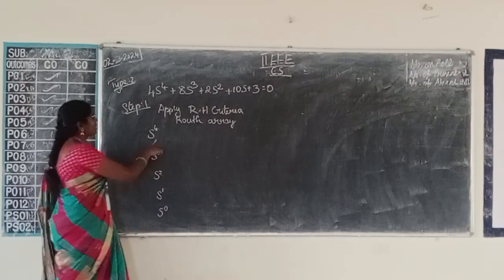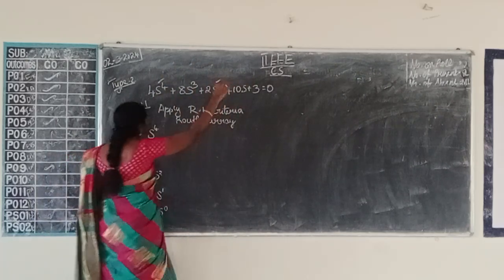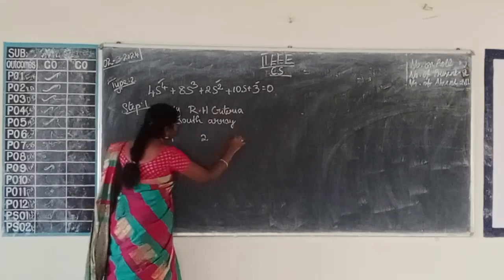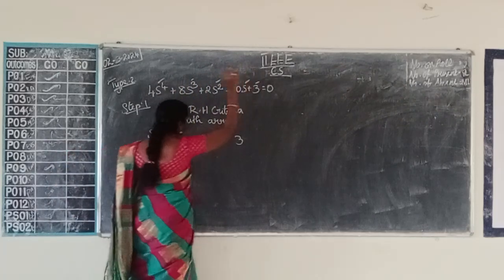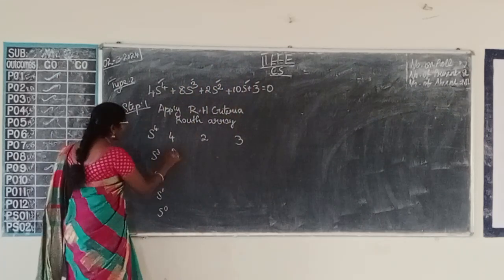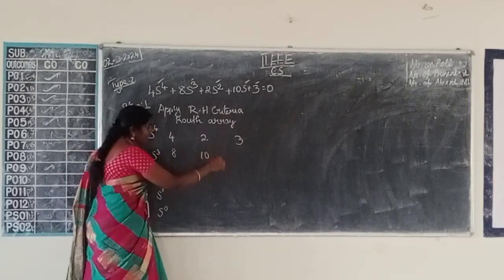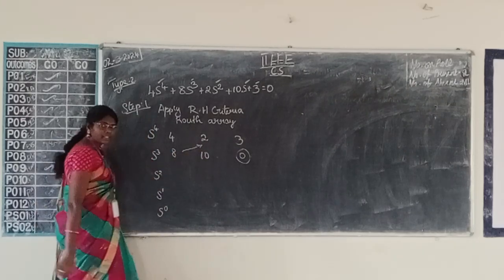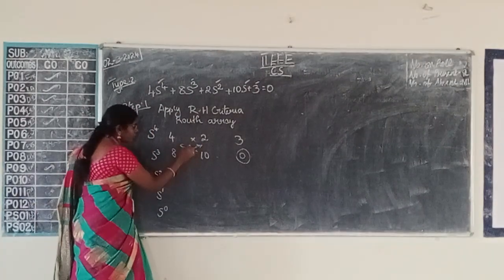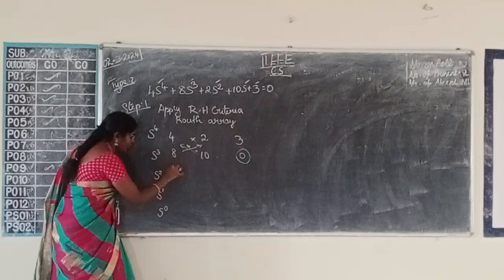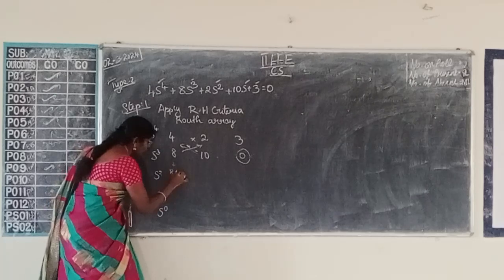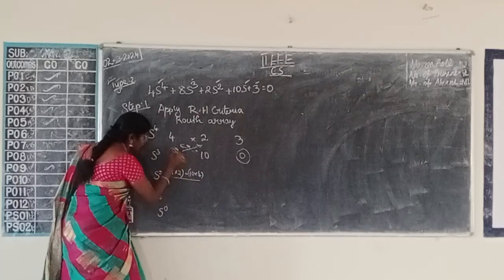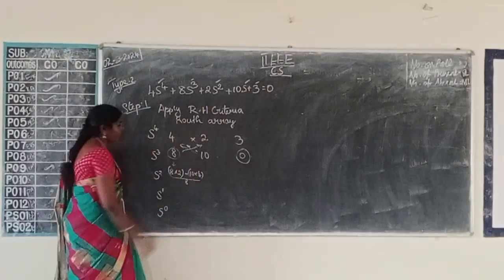s power 0. In s power 4, what are the even-power coefficients as well as the constant? We will write them as 4, 2, 3. And for the odd powers, that is 8, 10. Here it is missing, so we have to take it as 0. Okay, what is the first step? We will take 8 into 2 minus 10 into 4, divided by the reference, which we will take as 8. So it is 8. Okay.